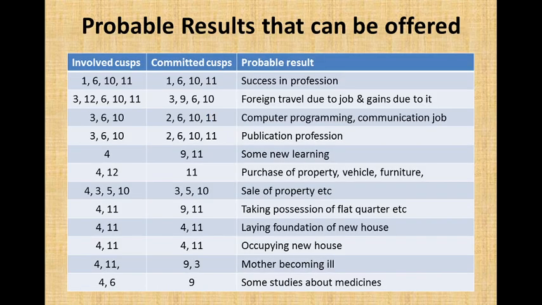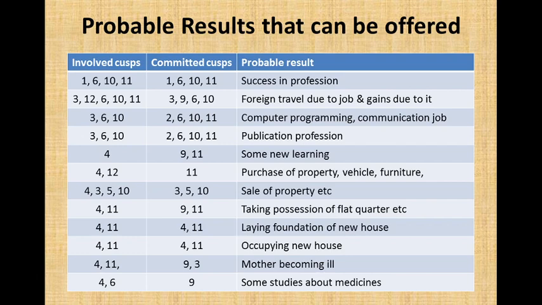So in involved cusp, we'll take few cusps that are involved and some cusps from the committed cusp. So 1, 6, 10 and 11, and commitment also 1, 6, 10 and 11. So that can cause success in profession. In involvement 3, 12, 6, 10, 11, and in commitment 3, 9, 6 and 10. So that can cause foreign travel due to job or gains due to it.